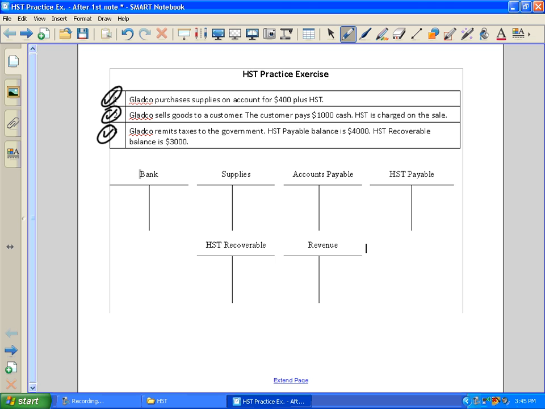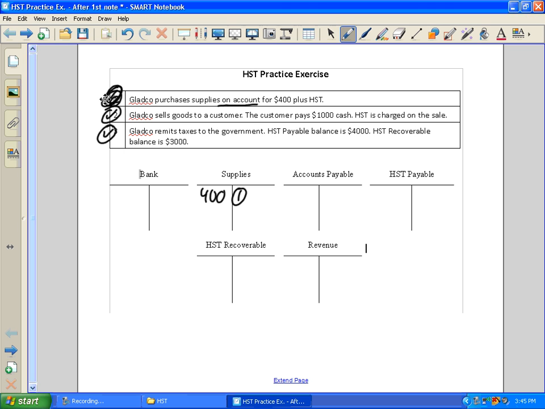In number 1 here, we purchased supplies on account for $400. So that doesn't change. We debit supplies for 400 bucks. Now, realize that they bought it on account. Normally what we do is we come over here to accounts payable and we would credit the amount for 400 bucks. But we can't do that anymore because there's an HST component to it.